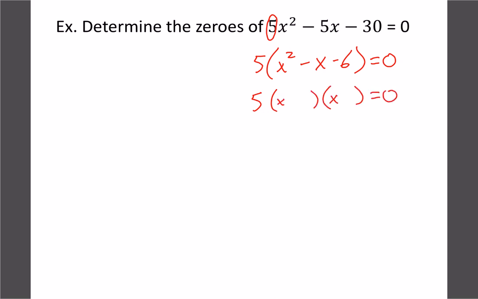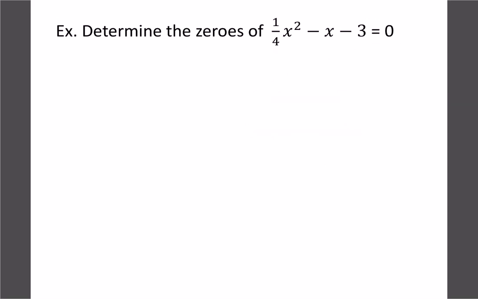So we'd have x and x. What times what is 6? We'd have 3 and 2. We need it to be negative 1, so it'd be minus 3 and plus 2. So now our solutions are positive 3 and negative 2. The 5 out front doesn't do anything. It's just there for the ride, so you don't need to worry about that one at all.